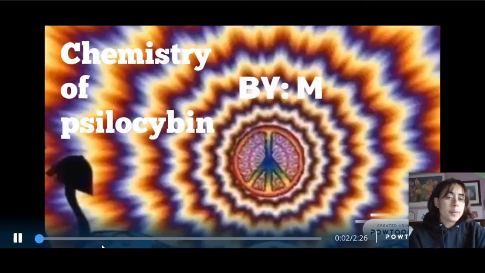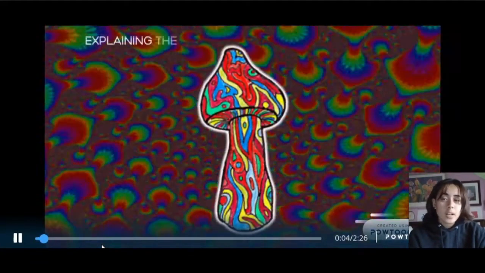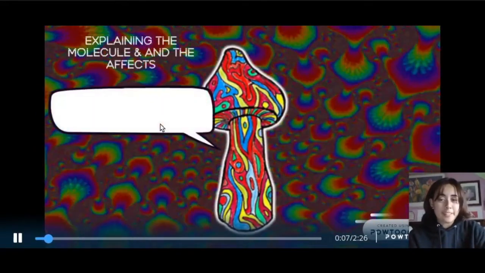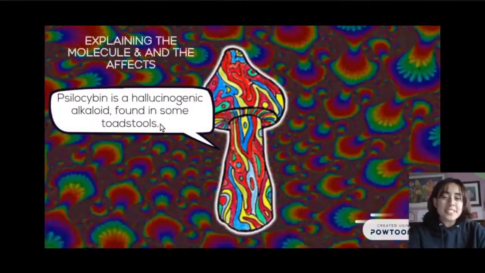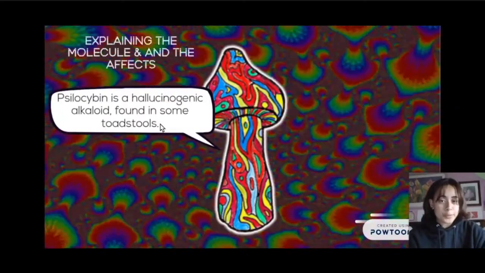Chemistry of Psilocybin by me. Explain the molecule and the effects. Psilocybin is a hallucinogenic alkaloid found in some toadstools.